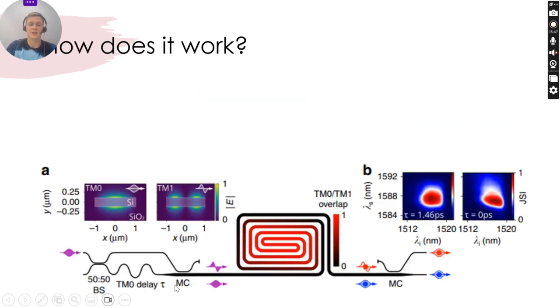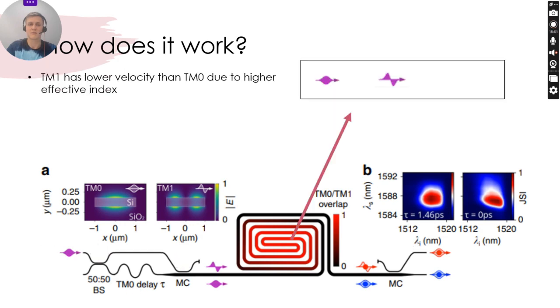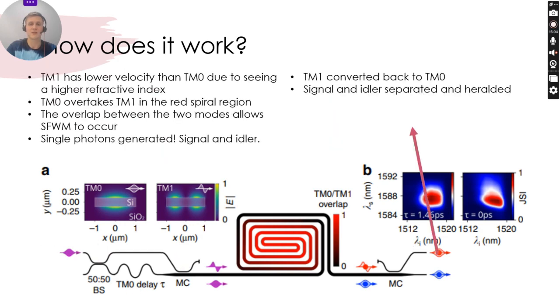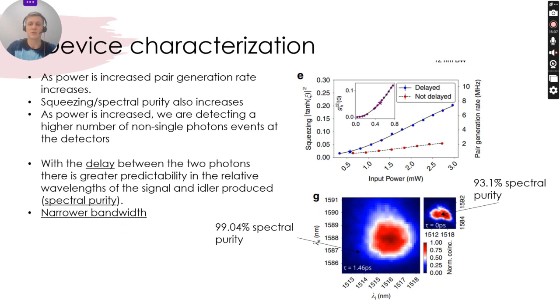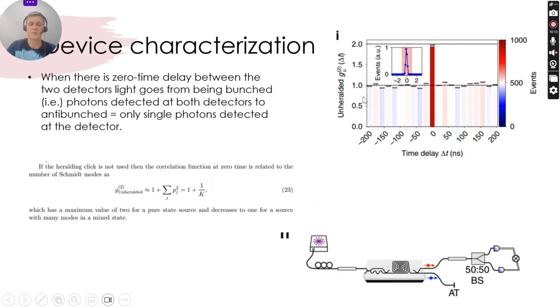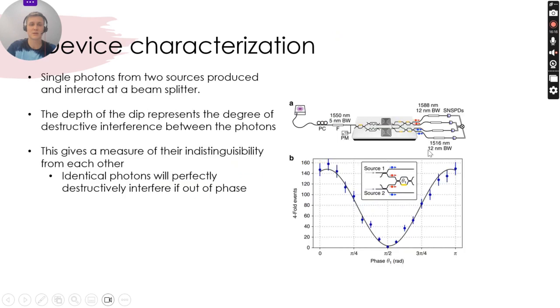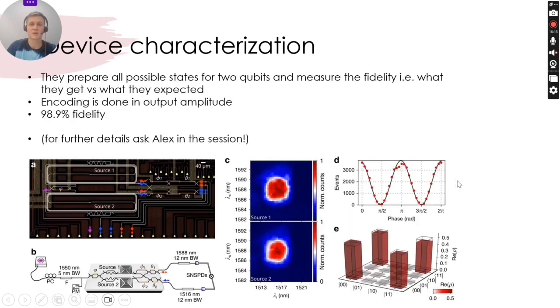It works on this kind of delay line approach. So you've got two different modes which travel at two different speeds, which overlap and overtake each other in this spiral region, produce two single photons, and these single photons have very favorable properties. These favorable properties are really good spectral purity, good pair generation rate, good anti-bunching performance, good indistinguishability, and finally, if you want to use this as a method for preparing quantum states, you get really good 98.9% fidelity.